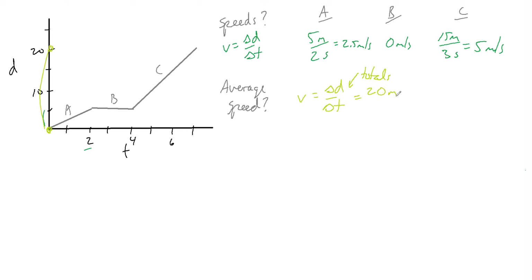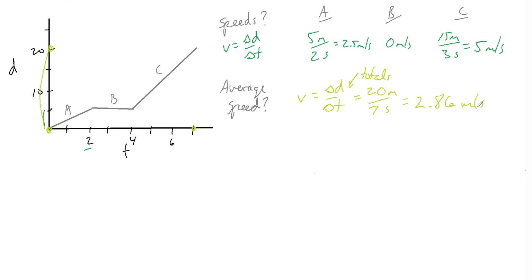Well, I want to use my total time. The total time went from 0 all the way up to 7 seconds. So I want to do the 20 divided by the 7. And if I divide those two out, and we've got to round off a little bit, we're right around 2.86 meters per second would be the average speed for the entire thing.